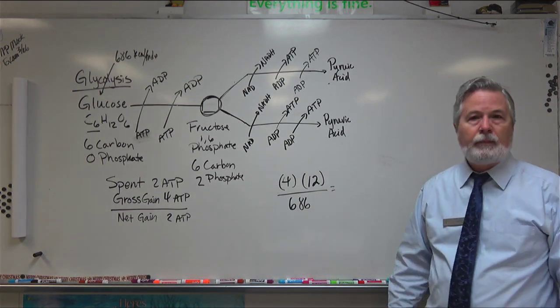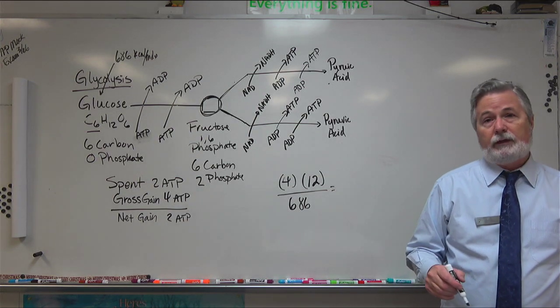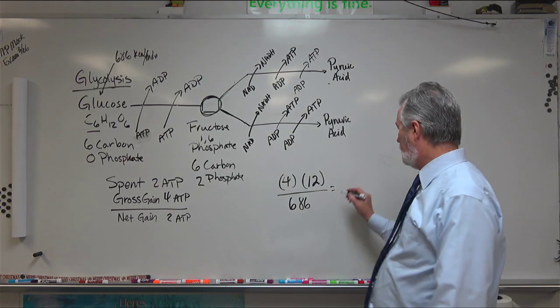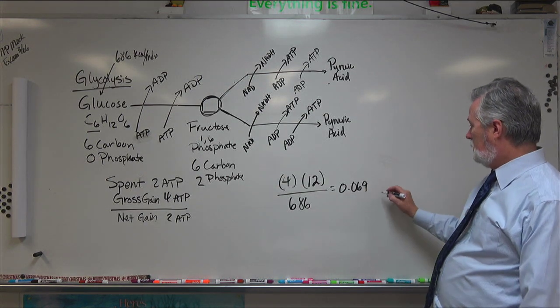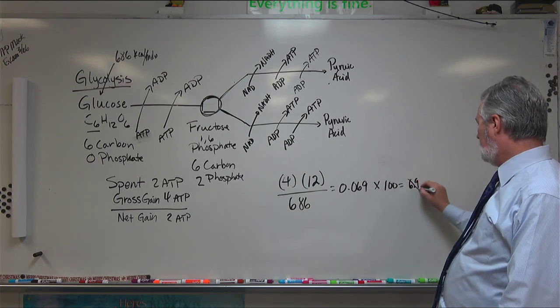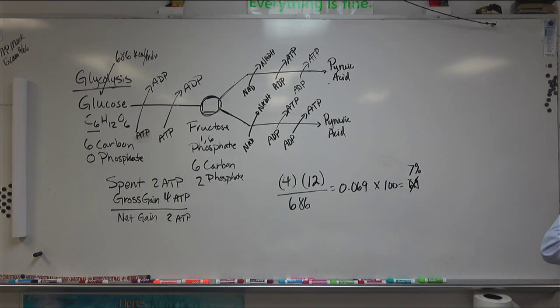Are we rounding now? We are. I would multiply by 100 to get it as a percentage and then round it up to the nearest ones. So 0.069, right? And then we want it as a percentage, so let's multiply by 100, so that gives us 6.9, let's call it 7%. Do you think that's efficient? 7% efficiency. Yeah, not very efficient at all.